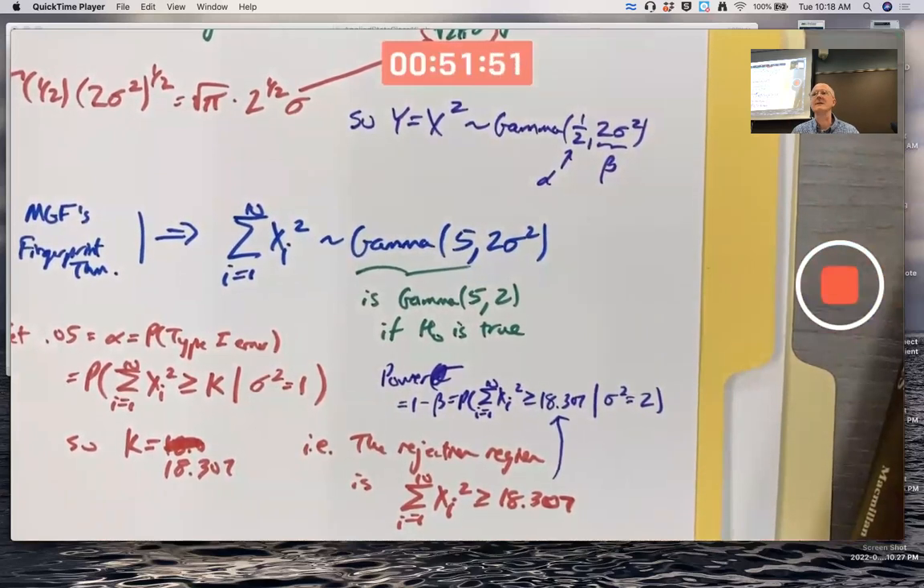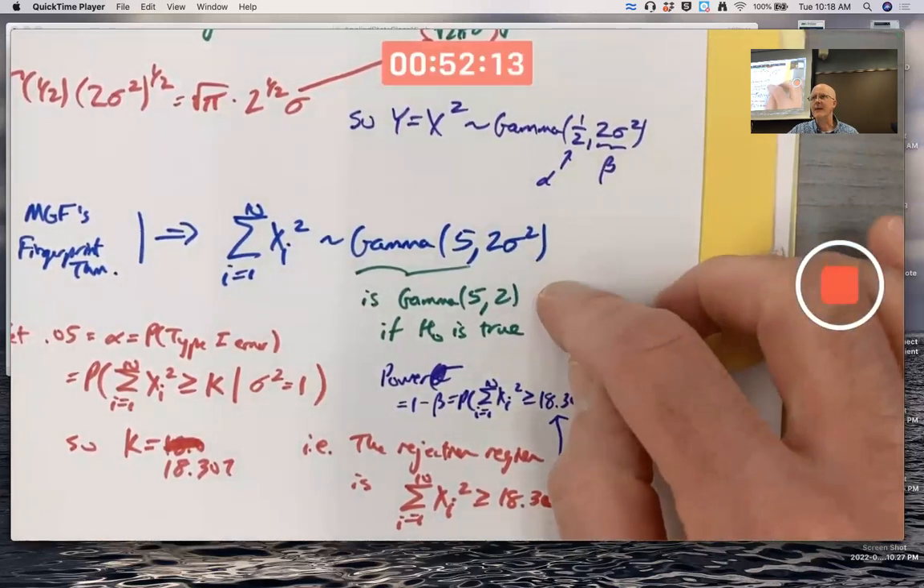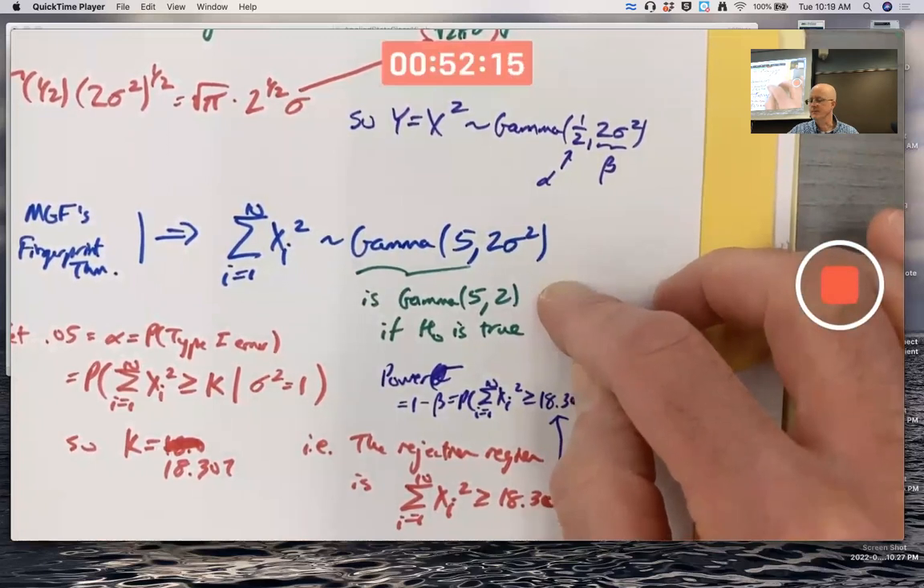Maybe I will have you do that as a homework problem, okay? Maybe no homework problems from the book this time. Maybe it's all extra problems that I just write. I think I will do that. I'll have you figure out that power. Use Mathematica. With sigma squared equal to 2, you'd be using a gamma 5, 4 distribution.